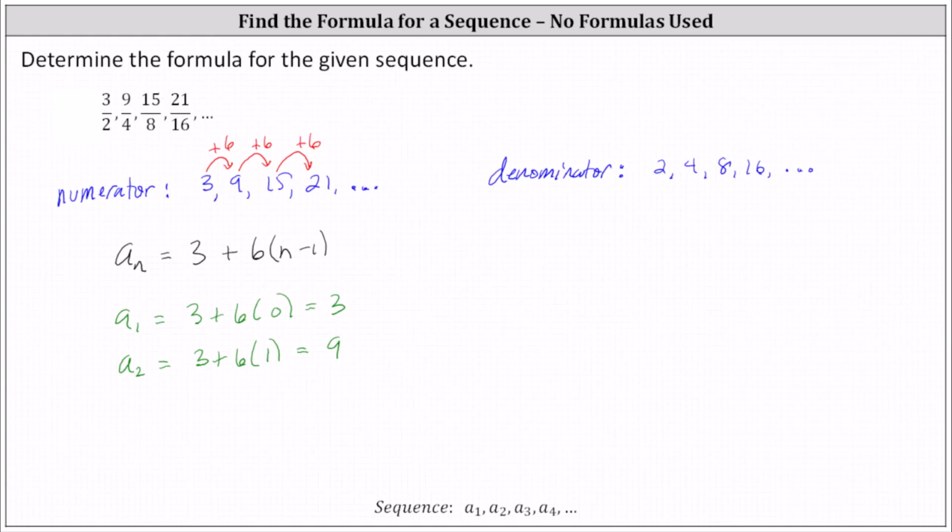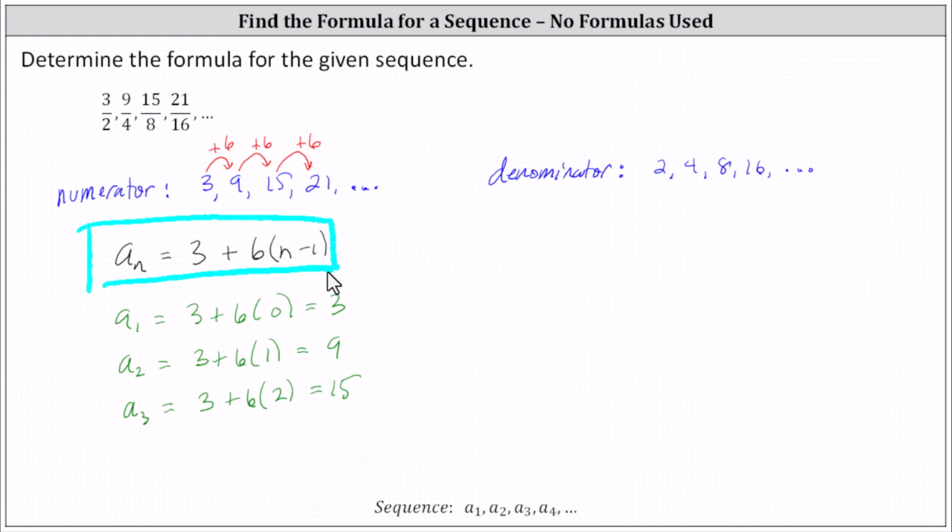Let's try one more. For a sub 3, we have 3 plus 6 times the quantity 3 minus 1, or 2. To get the third term, notice we start with 3 and then add 6 twice, which is the same as 6 times 2. This does give us 15. So we now have the correct formula for the numerator.